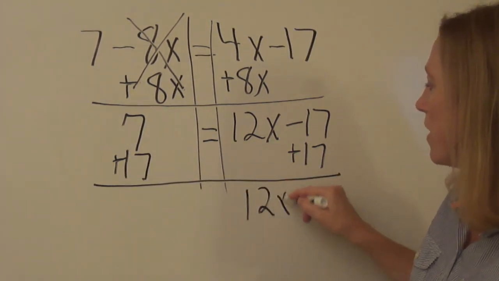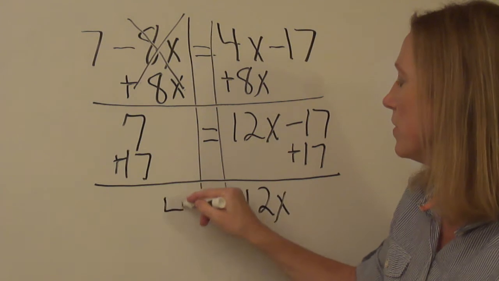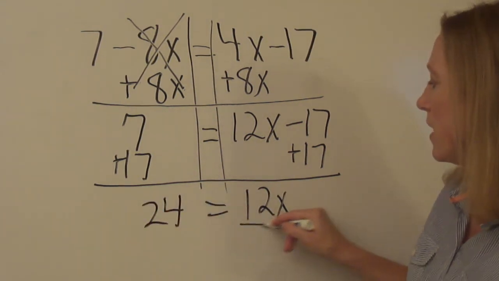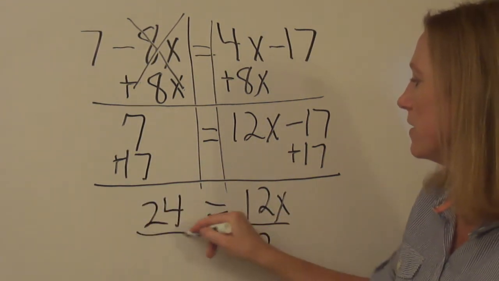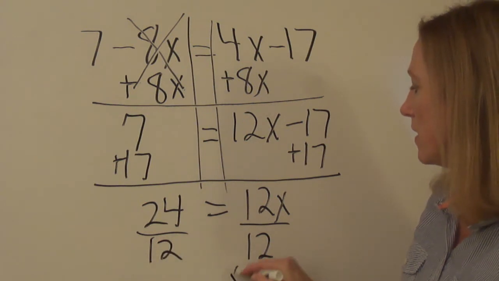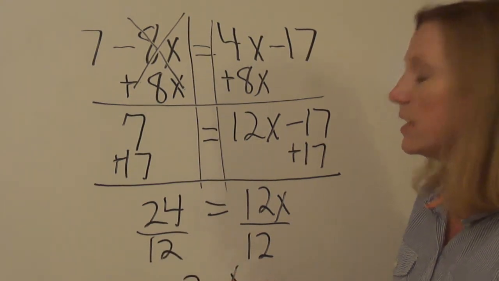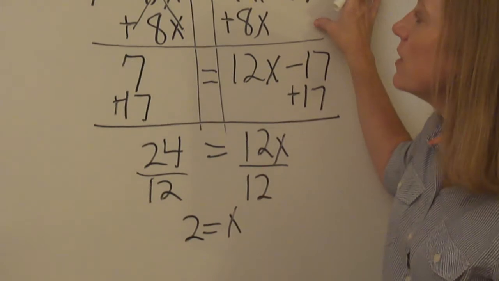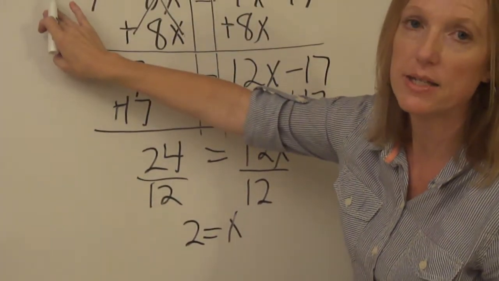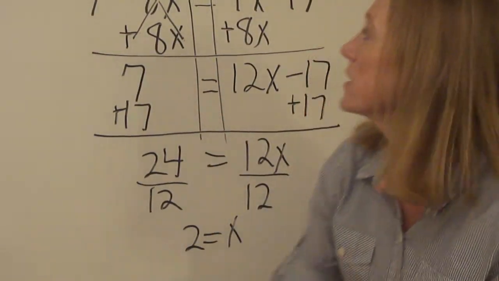This leaves me with 12x equal to 24. I'll divide by 12, and x is equal to 2. This is solving an equation with variables on both sides. Now let's take a look at another example.